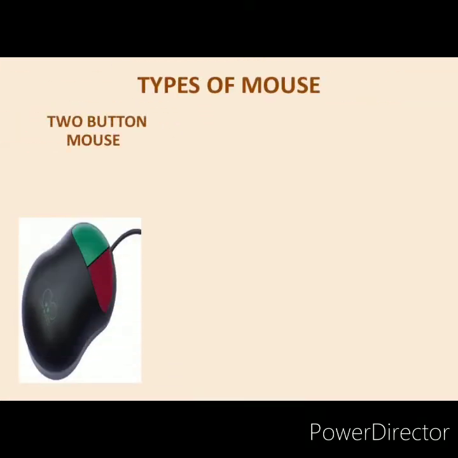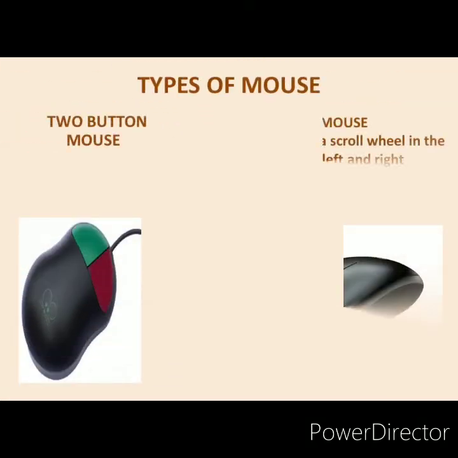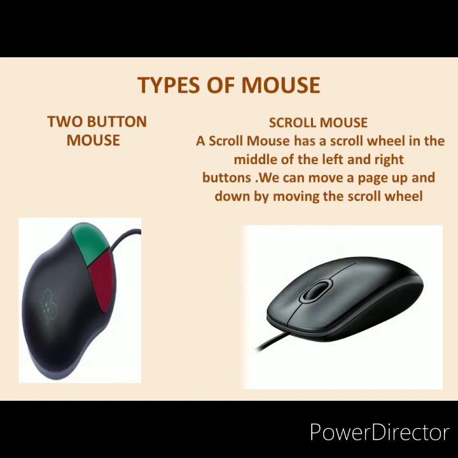There are two types of mouse: 2-button mouse and scroller mouse. Okay, scroller mouse has a scroll wheel in the middle of the left and right button, and you have used this mouse in lab. We can move page up and down by moving the scroll wheel.